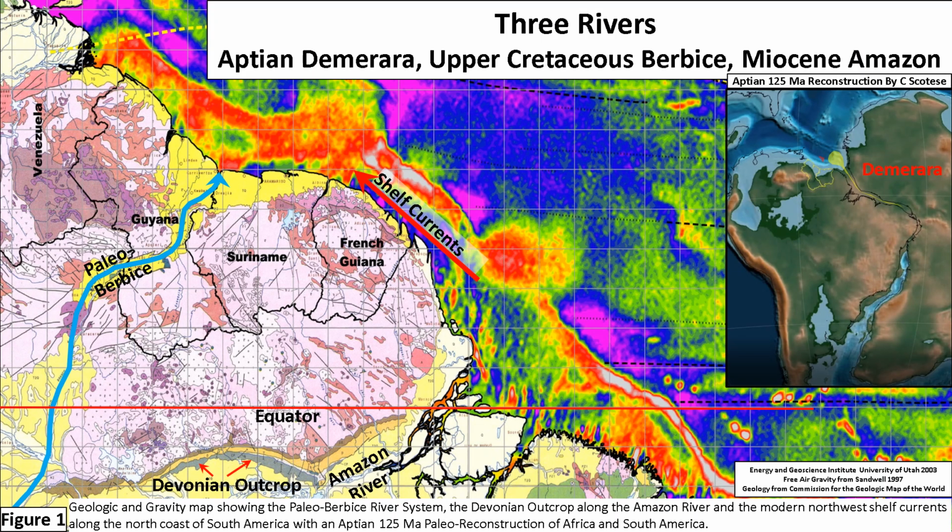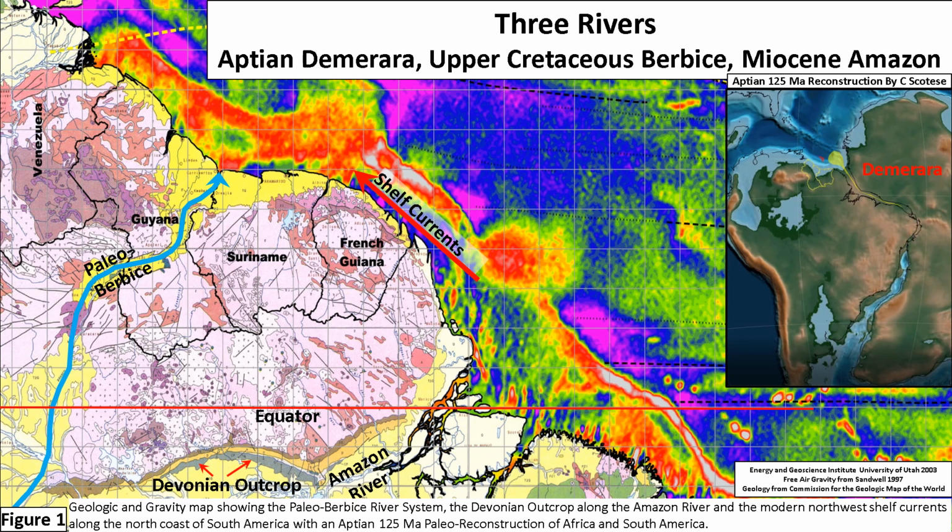This slide shows the 3 river systems that we'll be talking about today. First of all, the Aptian Demerara river system drains parts of Africa and South America as these 2 continents were splitting apart, and it dumps a tremendous amount of clastic sediment in eastern Suriname. The second river system is the Berbice, which was draining a huge part of the northern part of South America, larger than the Orinoco and maybe even as large as the Amazon. It drained into the Guyana-Suriname basin through the Takatu Graben and a 1,000 meter deep shelf canyon, providing a point source for a tremendous load of sediment out in the Guyana basin.